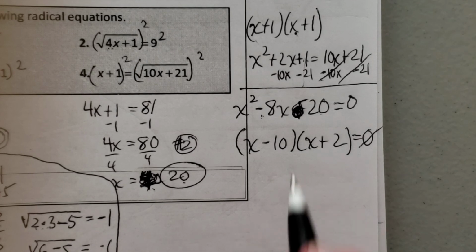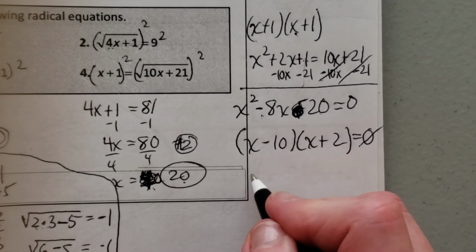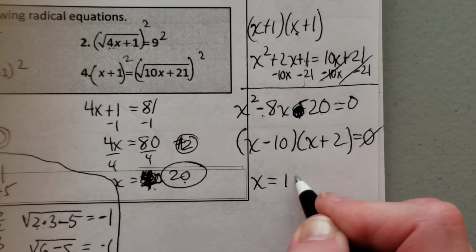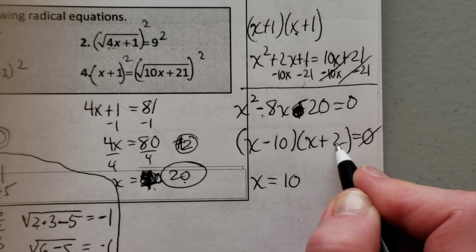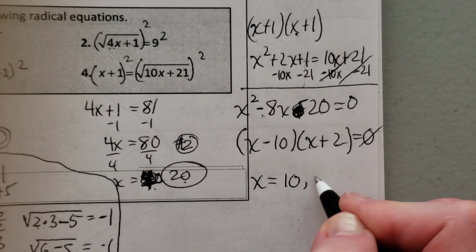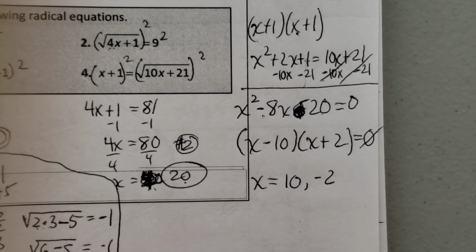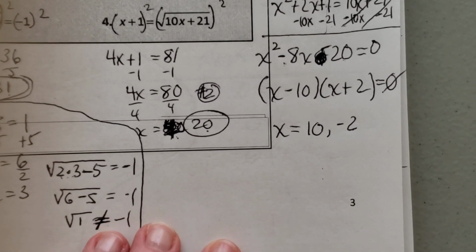All right, so then if I set x minus 10 equal to 0, then I would find out that x is equal to positive 10. And if x plus 2 is equal to 0, my other solution would be negative 2. Like always, I want to plug them both in and make sure I have good solutions.